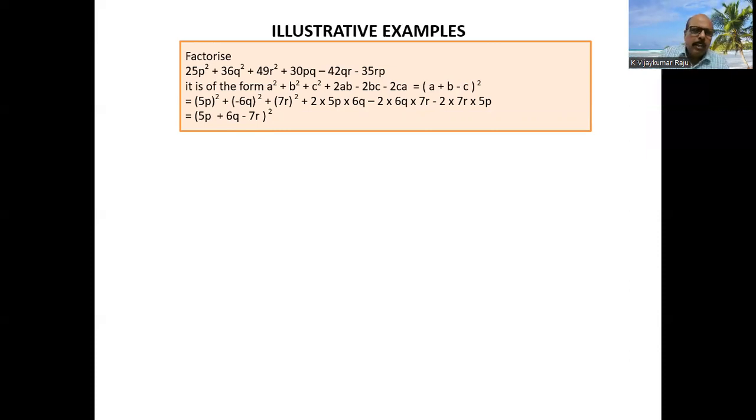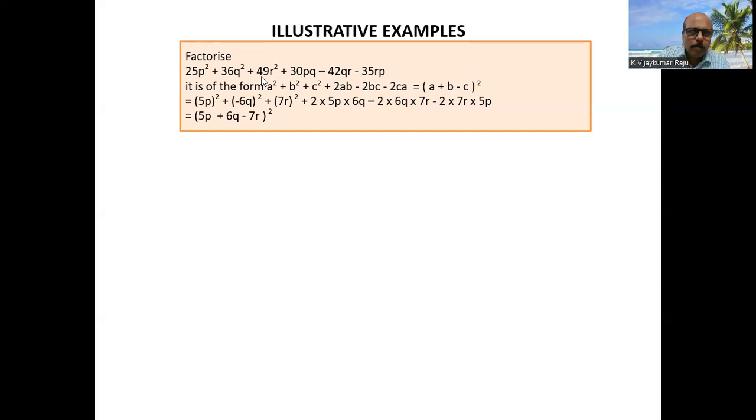Here again, we are using the identity a square plus b square plus c square plus 2ab minus 2bc minus 2ca. So here these two terms are negative. The letter common to both these terms is r. That means your third term is the negative term. Okay, that's how you have to decide.